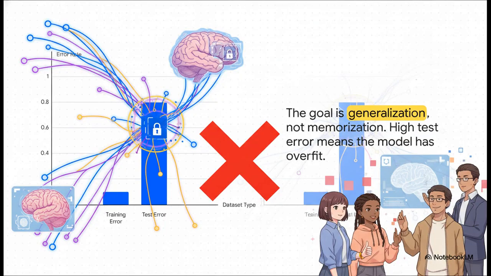One of the biggest hurdles is a classic problem called overfitting. This is what happens when the model gets so good at the data it's been training on that it basically just memorizes the answers. So its training error might be near zero, but the second you show it a brand new MRI scan it's never seen before, it completely falls apart. The goal isn't memorization, it's generalization. It needs to learn the underlying patterns, not just the answers to the test.